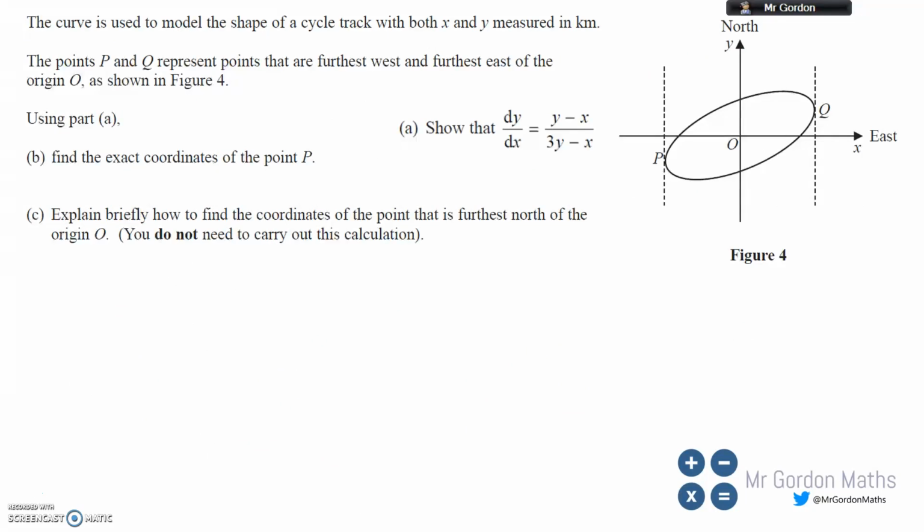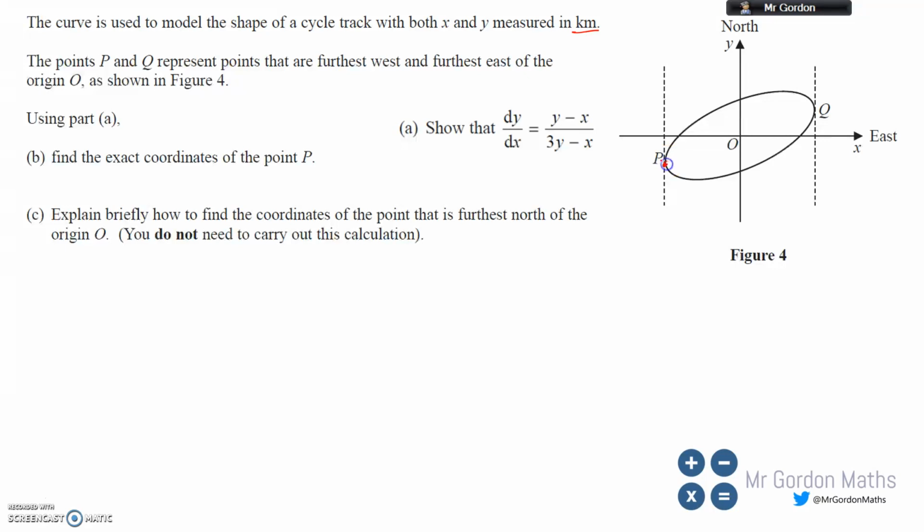Okay, right, so let's look at the second part here. The curve is used to model the shape of a cycle track with both x and y measured in kilometres. The points P and Q are the furthest west and the furthest east of the origin, as shown in figure 4. And we've got these sort of tangents, if you like, to the curve here. And we have to find the exact coordinates of P.